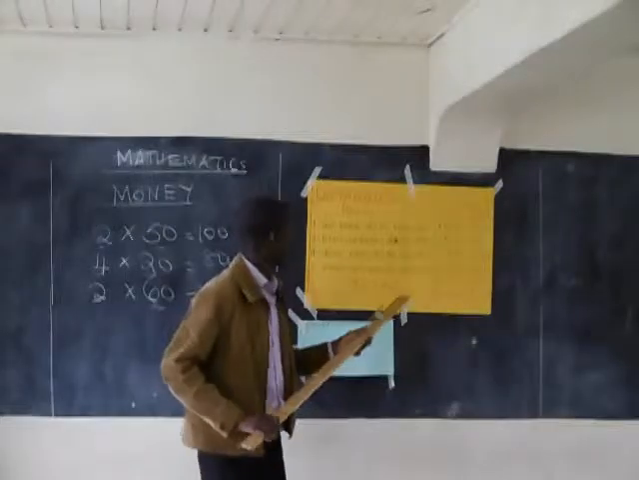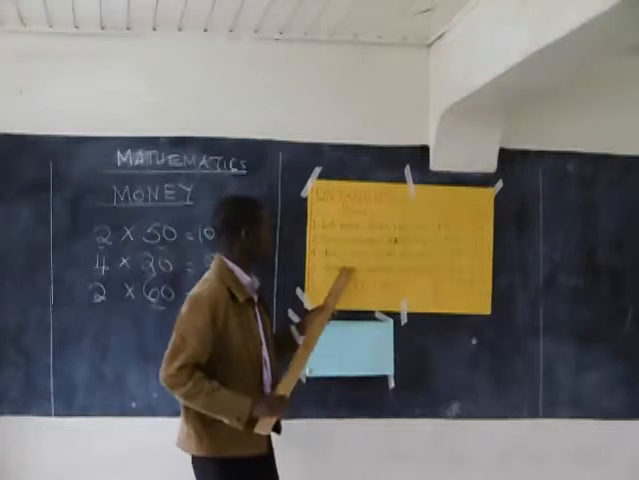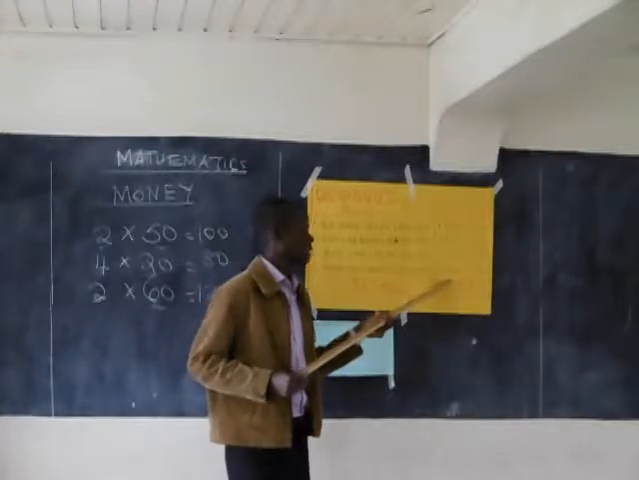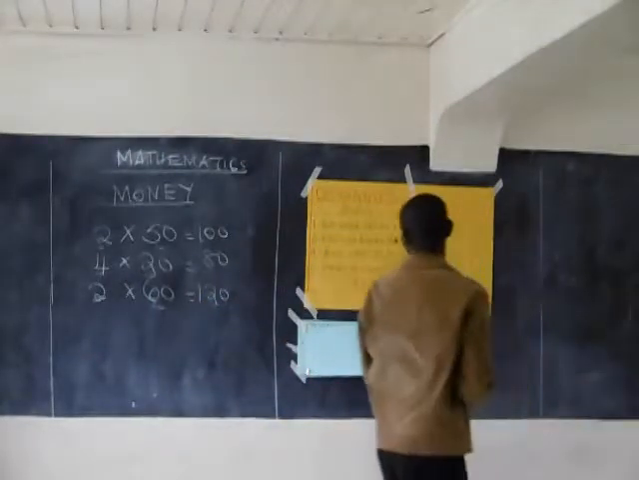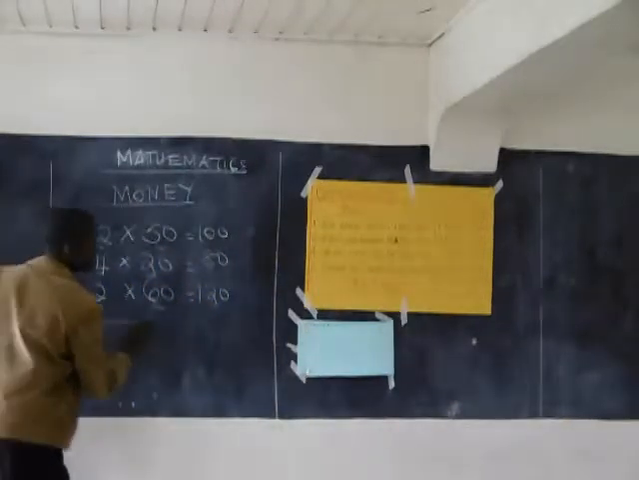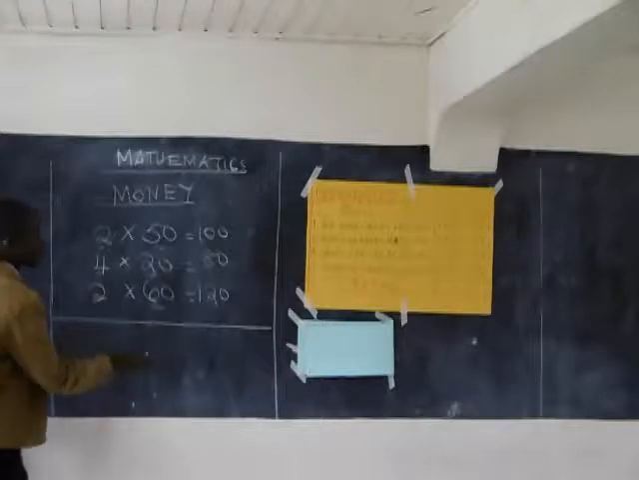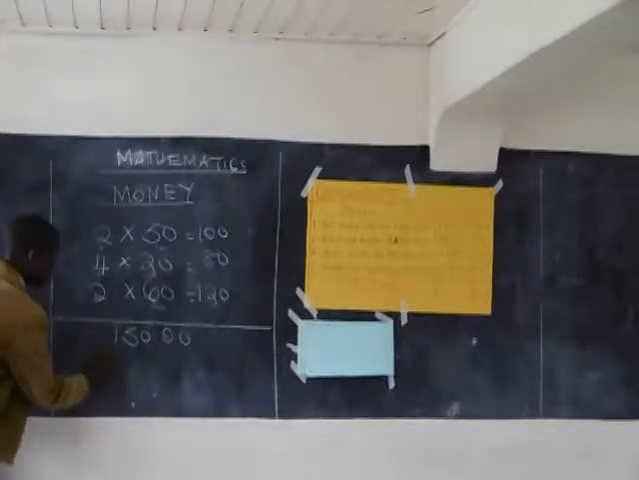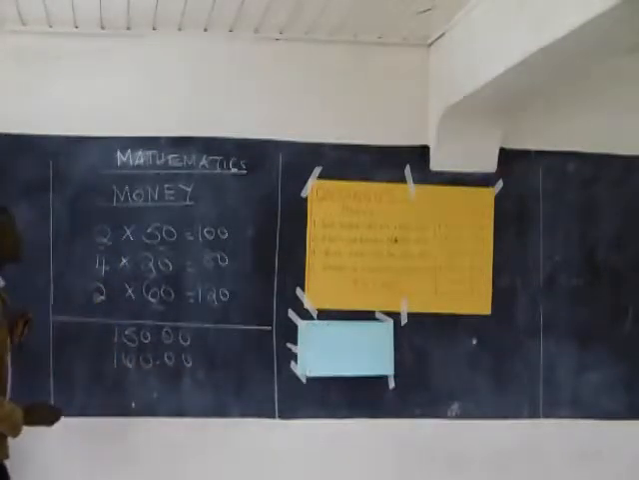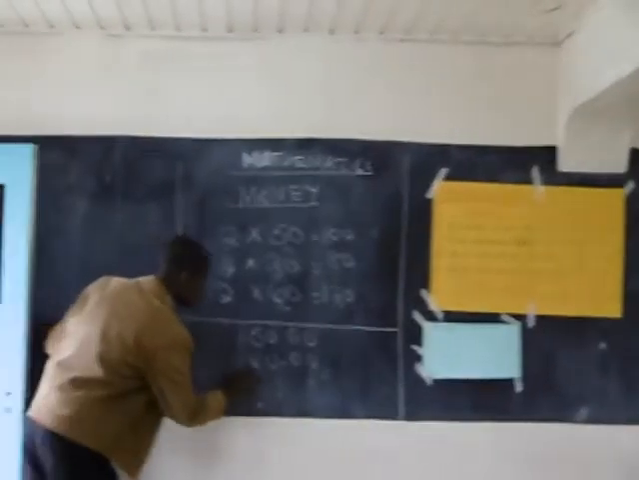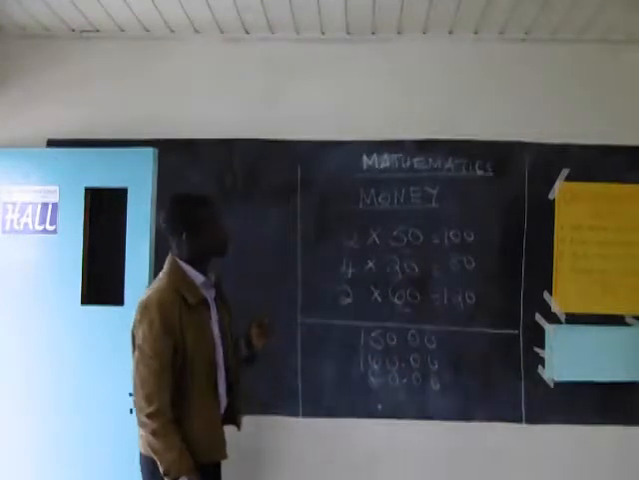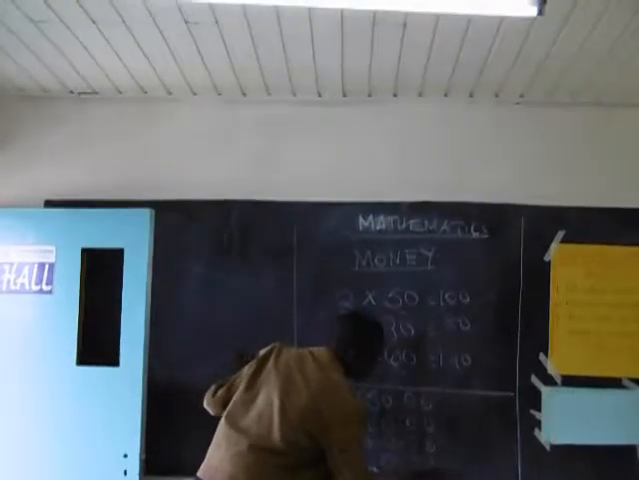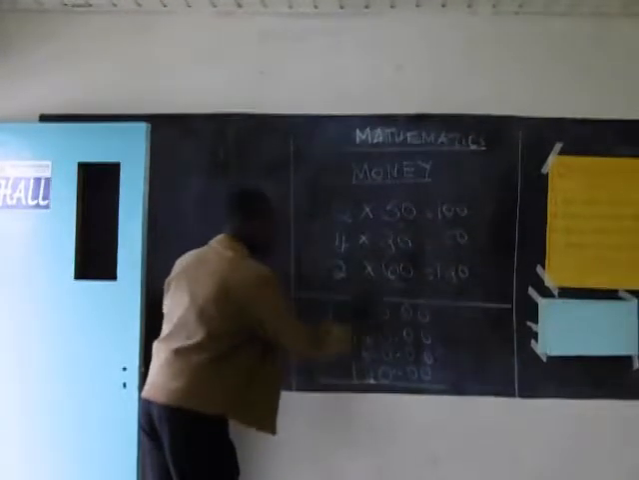Now class, I want to work it out and be able to know that after buying all these items, how much am I going to pay for all of them in total? So I'll start from the first one. For the books, I'm supposed to pay 150 shillings. For the 2 exercise books, I'm supposed to pay 100 shillings. For the 4 bio pens, I'm supposed to pay 80 shillings. And for the 2 packets of chalk, I am supposed to pay 120 shillings. So after that, I will add and find the total.